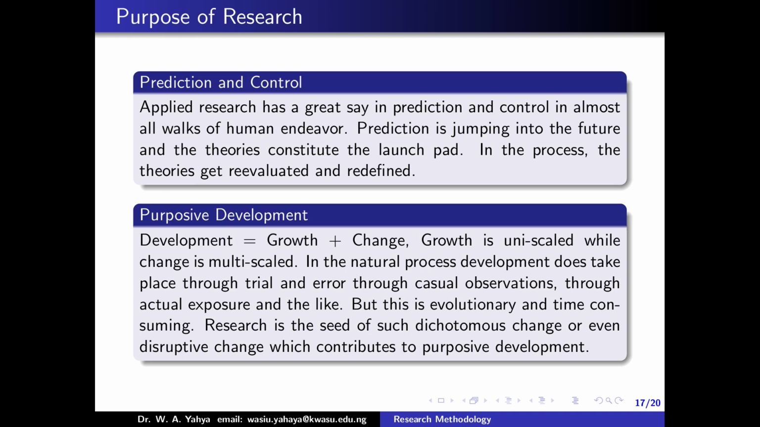Another purpose of research is prediction and control. For example, this applies to the case of weather. When you study weather and understand its dynamics, then we can make predictions that in the month of July there's going to be heavy rainfall, and in the month of March there will be no rainfall. If we are able to make these predictions, this can assist, for example, farmers in planning when they are going to plant their seeds.